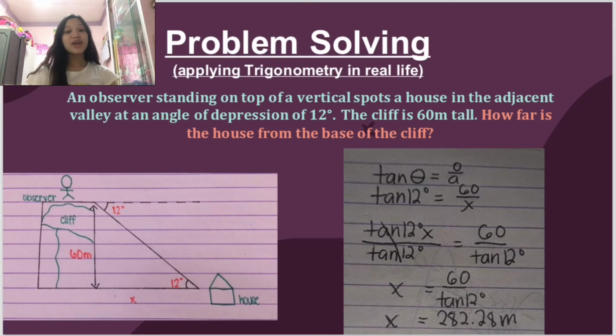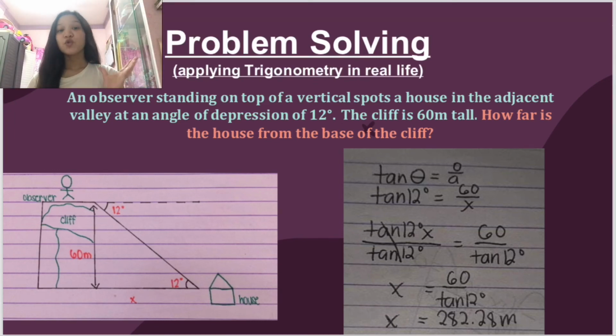So again, we have the formula tan degrees is equal to opposite over adjacent. So let's try to substitute. So it would be tan 12 degrees is equal to 60 over x, since our adjacent side is the missing side. Now, since the x is on the bottom part of the fraction, we're gonna have to divide the equation.